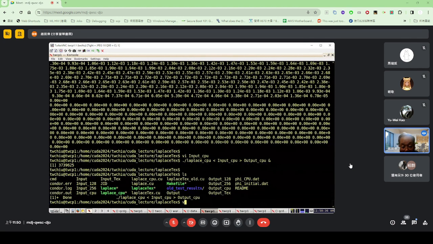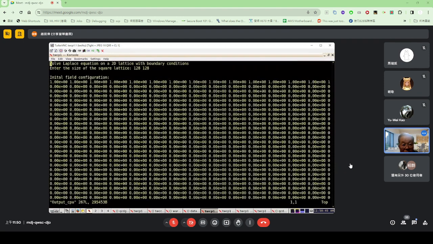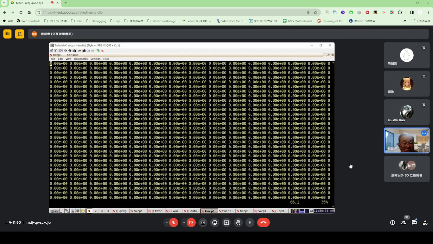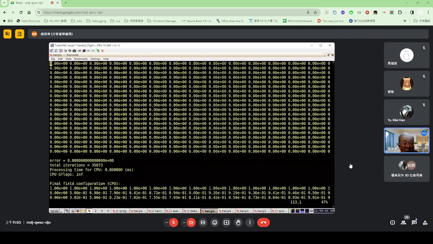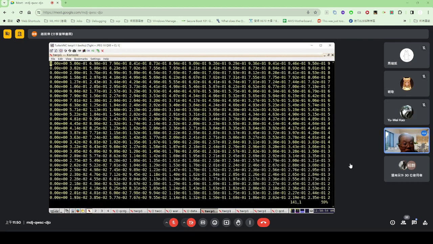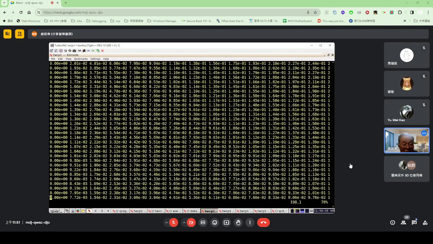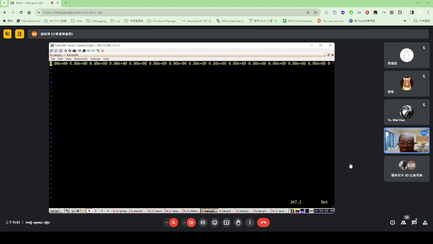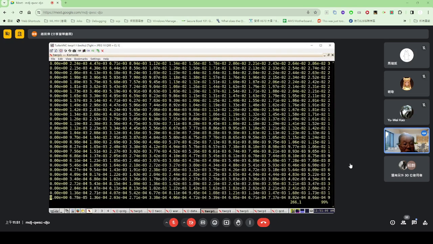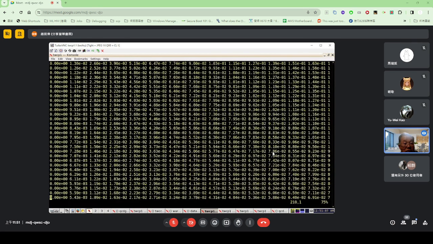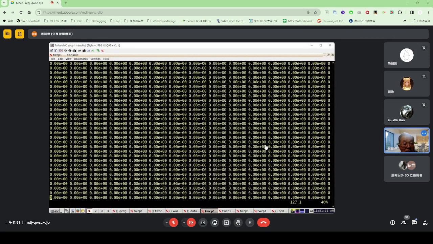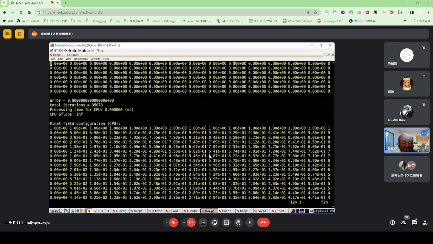Now, since it outputs the field vector, the file would be large. So this is the initial field configuration. It's 128, so very long. And this is the solution vector, the field configuration. But let's see how much time. Okay, I missed it. You see, time is 0.